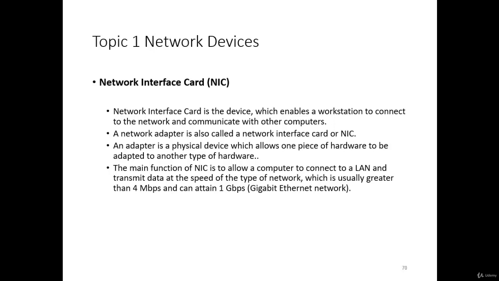Network Interface Card. A Network Interface Card is the device which enables a workstation to connect to the network and communicate with other computers. A network adapter is also called a Network Interface Card or NIC. An adapter is a physical device which allows one piece of hardware to be adapted to another type of hardware. The main function of a NIC is to allow a computer to connect to a LAN and transmit data at the speed of the type of network, which is usually greater than 4 Mbps and can attain 1 Gbps on a Gigabit Ethernet network.